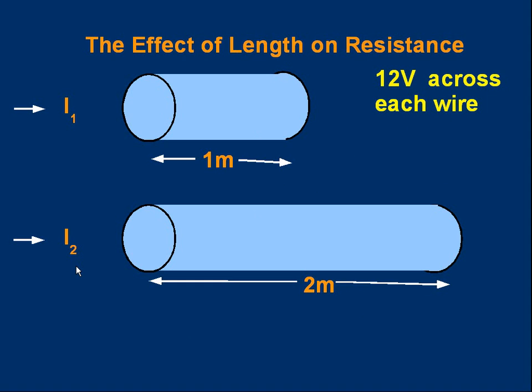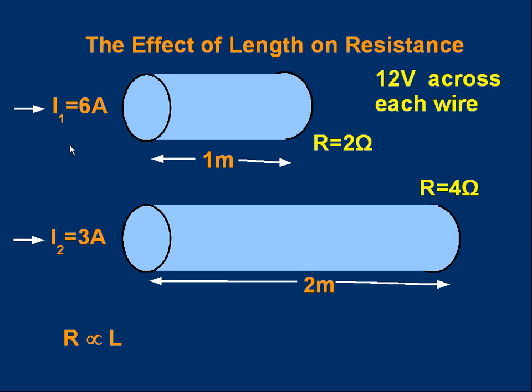The answer is I1 will be biggest. You can probably guess that. Let's put some numbers in to help see what's happening. Let's suppose I1 is 6 amps. We then find I2 is 3 amps. Let's look at the resistances of the wires. We're applying 12 volts to the top wire and the current is 6 amps. The resistance is voltage over current, 12 over 6, it's 2 ohms.